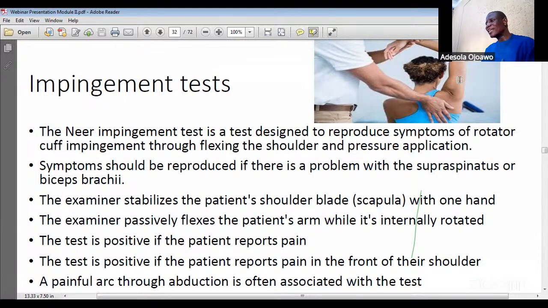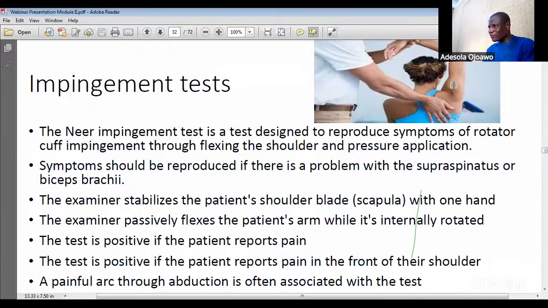And again, you internally rotate. The test is positive if the patient reports pain. So when the patient reports pain, the test is positive. The point there is that when you do this, the head of the humerus, as you are looking at it here, is brought in contact with the acromion, the acromioclavicular joint here. And I showed you that picture the other time, that there can be calcification there. There can be a bone spur.